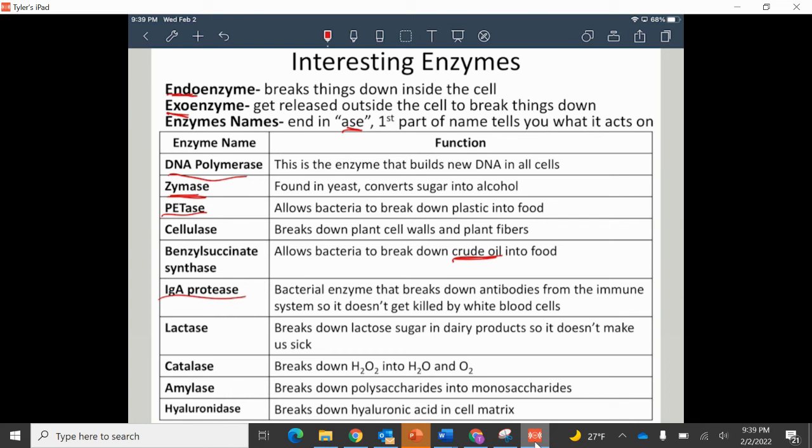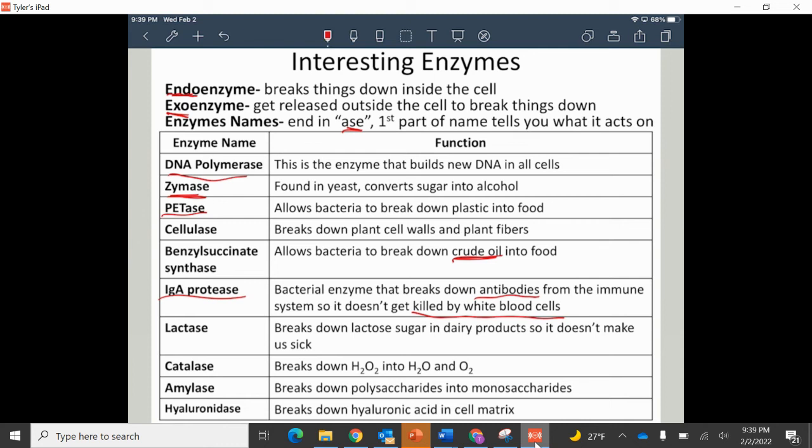IgA protease. This is actually a really interesting enzyme if you're interested in the immune system and illness. Bacteria have evolved and produced this enzyme, which allows them to break down antibodies. So when your immune system is trying to release antibodies to help flag these bacteria so your white blood cells kill them, bacteria are able to release an enzyme to break down your antibodies so that your white blood cells can't go kill those bacteria cells. It's a little defense from those bacteria.